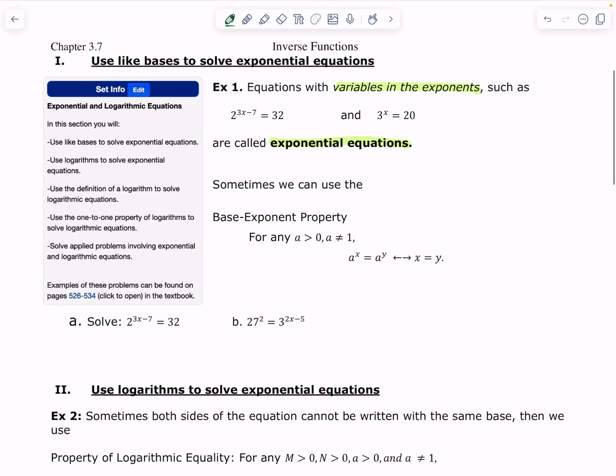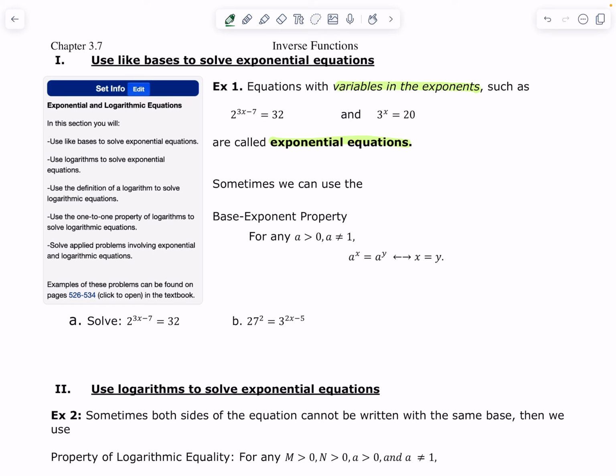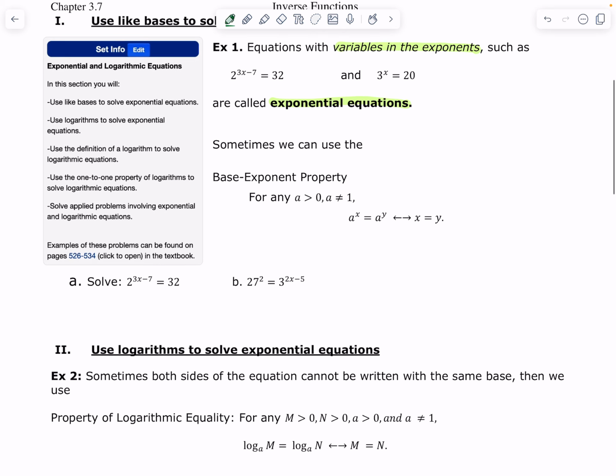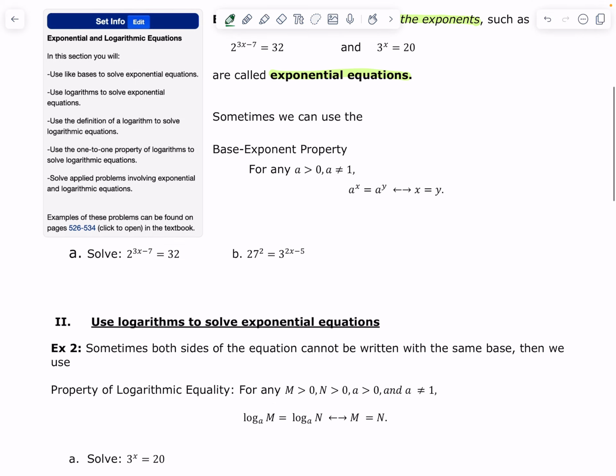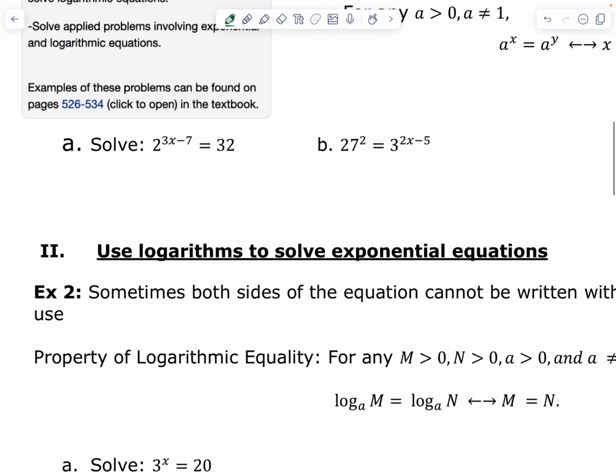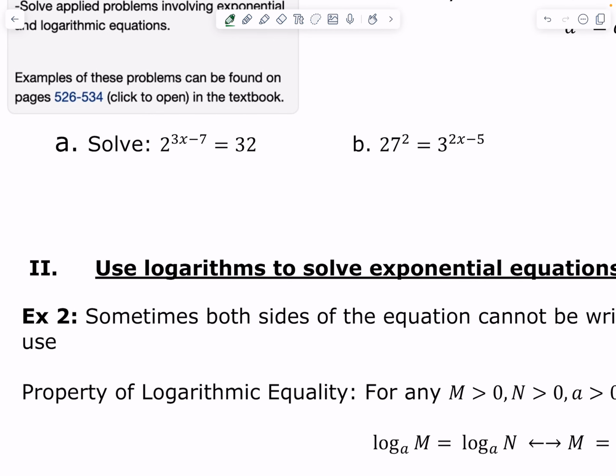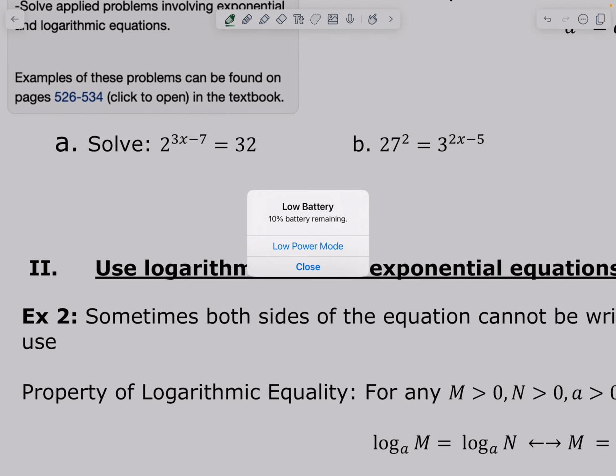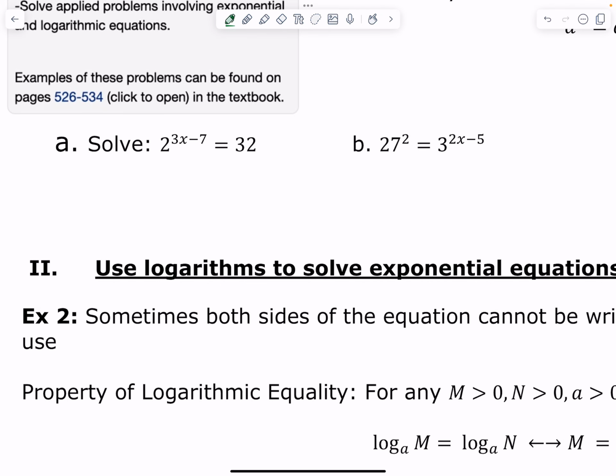Okay? Sometimes we can make this pretty straightforward. If our bases are the same, we can use the base exponent property and just compare the exponents, which makes sense. Sometimes it doesn't look like the bases are the same, so we have got to take care of that ourselves. So take a look at A. We've got 2 to the 3x minus 7 equals 32. If we can make those bases the same, we're going to be okay.